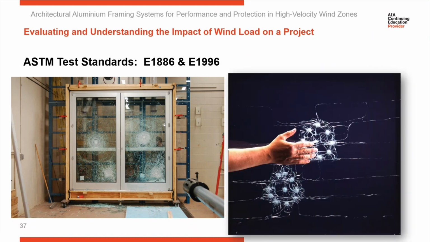Here's what a small missile impact looks like. You can see steel pellets or balls fired at the elevation. The glass is broken, but the laminated glass holds it in place. So on the left is your large missile impact test, and on the right is the small missile impact test.